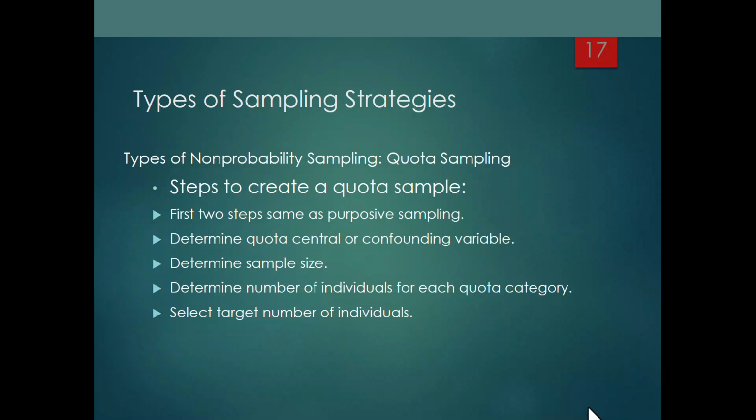So the steps to create a quota sample: the first two steps are the same as in purposive sampling. You also want to determine the quota control or confounding variable, determine your sample size, determine the number of individuals you want for each quota, then select your target number of individuals.